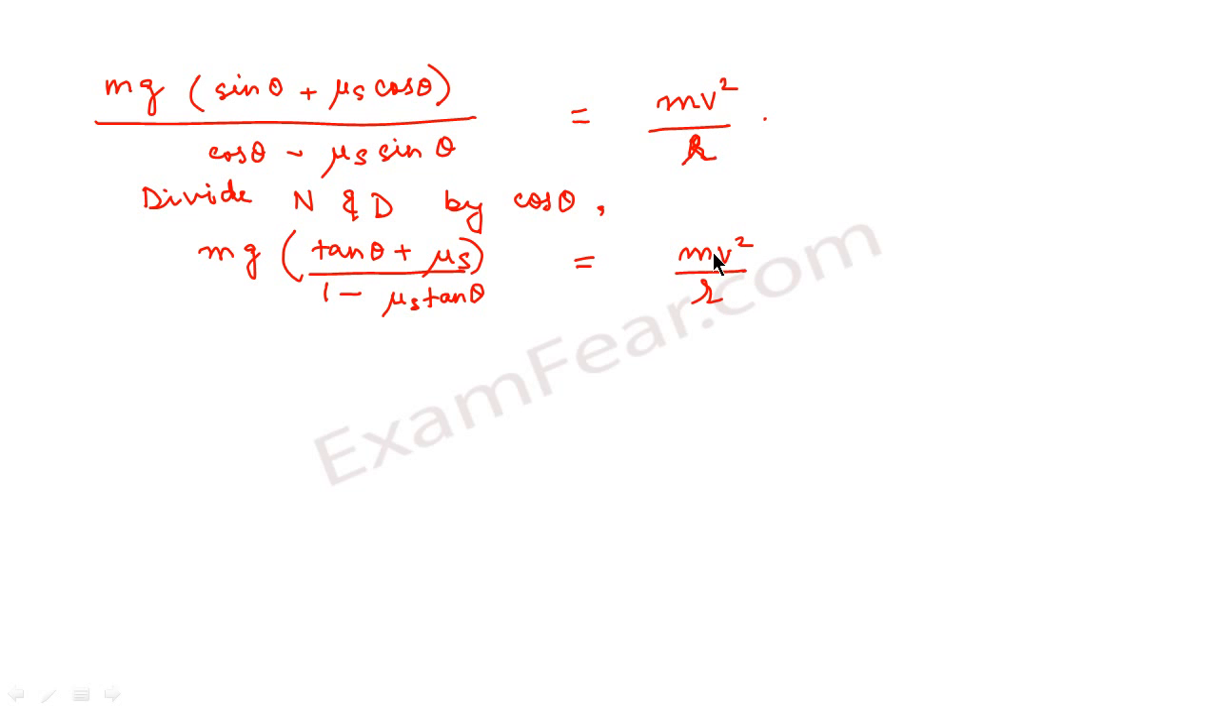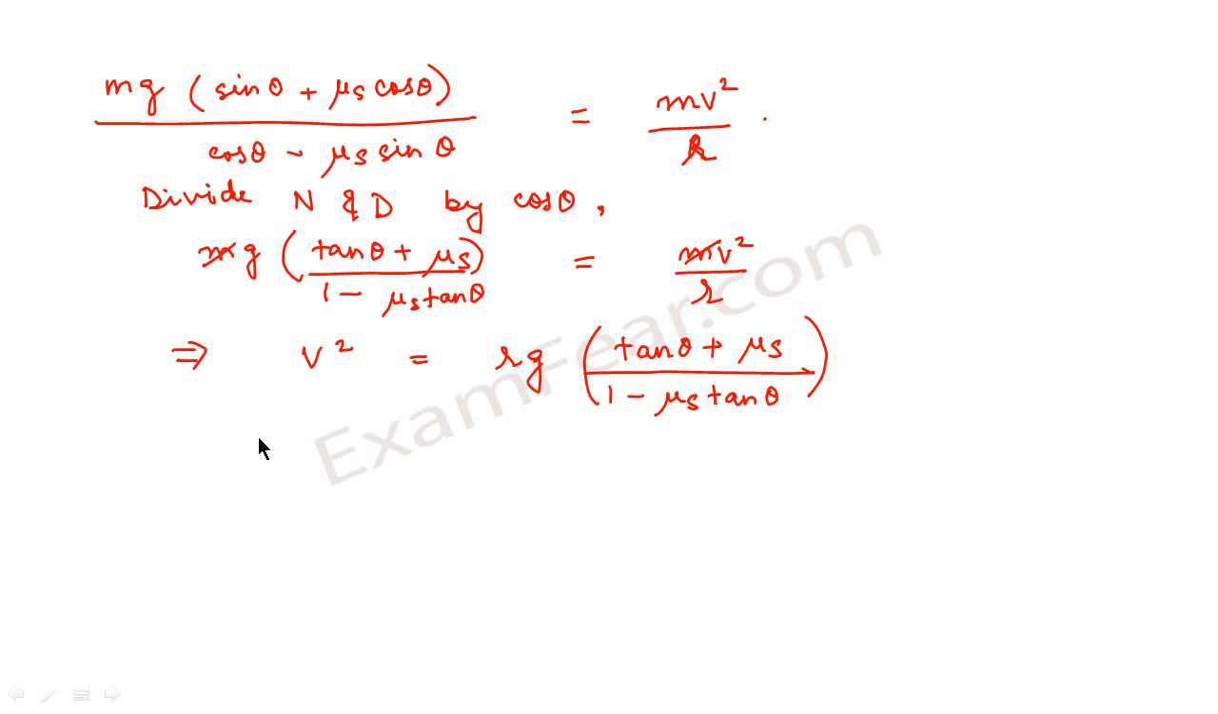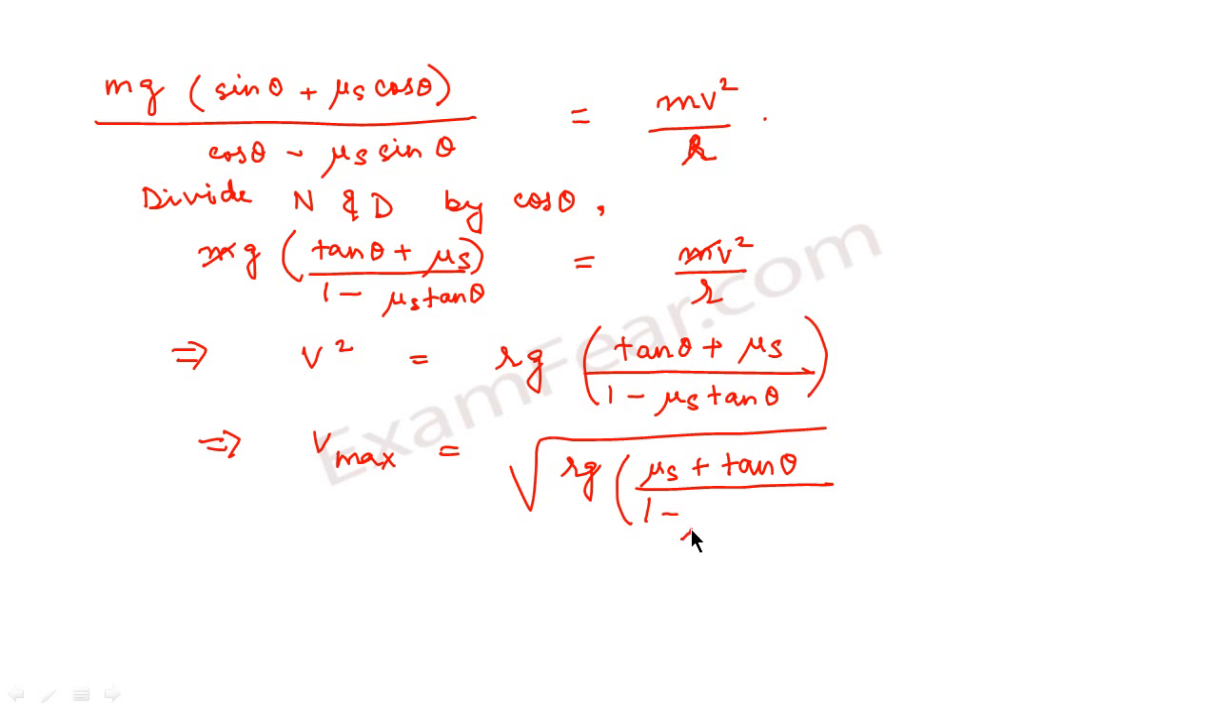I'm sorry, this is small r. So m gets cancelled. So we can say v square is equal to rg (tan theta + mu s) divided by (1 - mu s tan theta). Or we can say the maximum velocity is equal to root over r g (mu s + tan theta) divided by (1 - mu s tan theta).